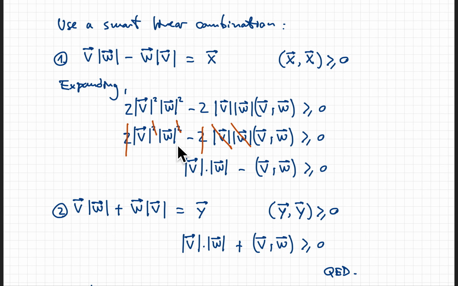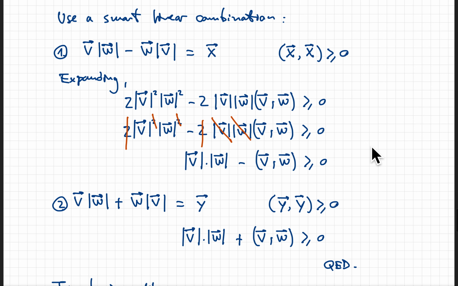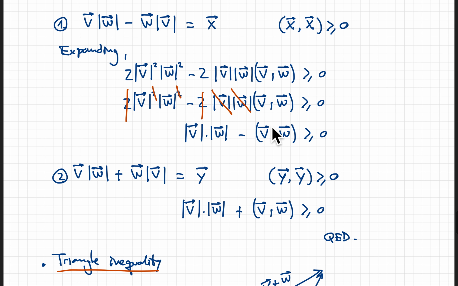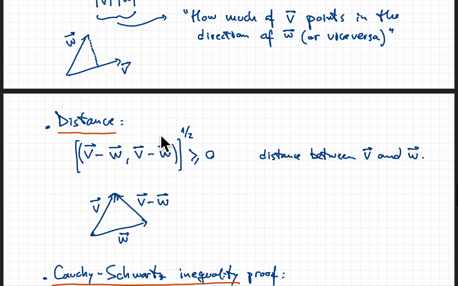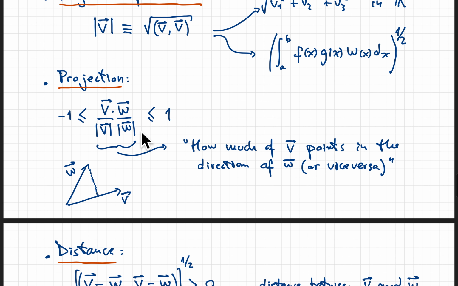All those are positive quantities, so they don't alter the inequality at all. And then once you do that, you end up with this inequality, which proves that the magnitude of v times the magnitude of w is greater or equal than the inner product of v with w. Now, that proves part of the inequality. Let's go back up. That proves the part where this product is on the right here.